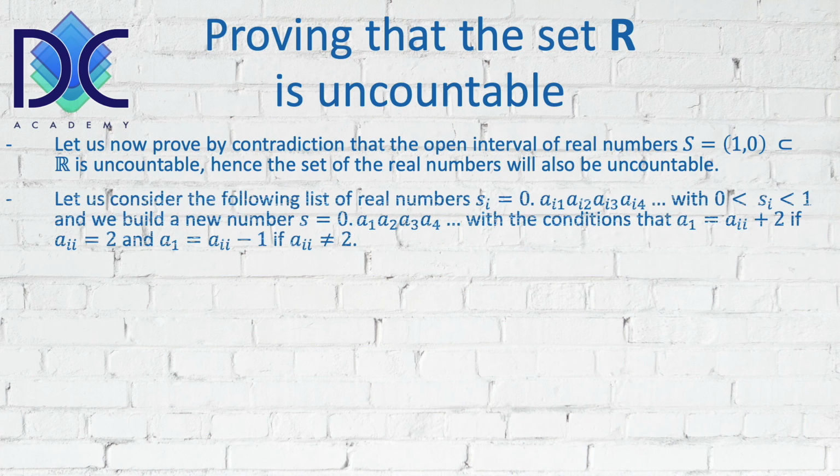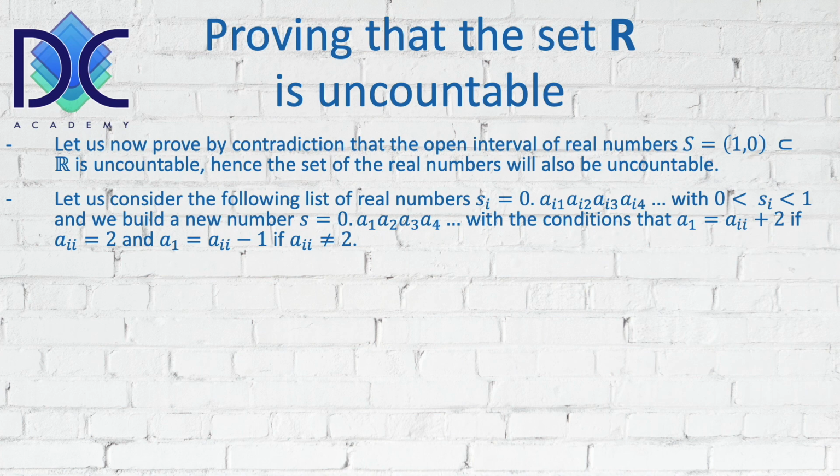Now, how are we going to do that? Well, we're going to look at a list of real numbers, and the real numbers S_i, index i, are in fact members of this open interval. Cannot be 0, cannot be 1, but all the intermediate numbers can be there. And we write that S_i is 0 point, and then we have the decimal elements, a_i1, a_i2, a_i3, a_i4, and so on. And we build a new number, also an element of that set S, which I call S, and that number is 0.a1, a2, a3, a4.